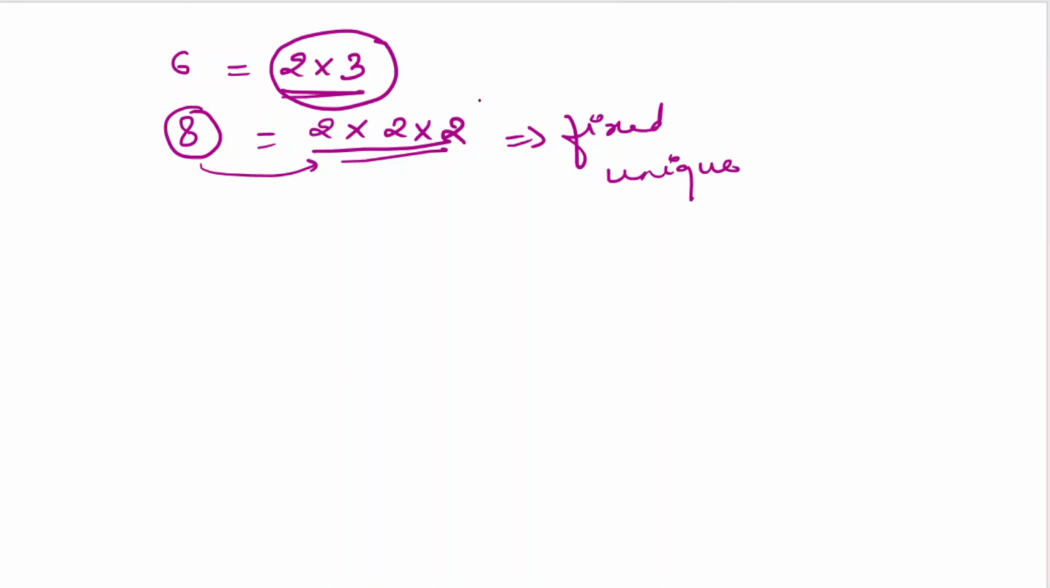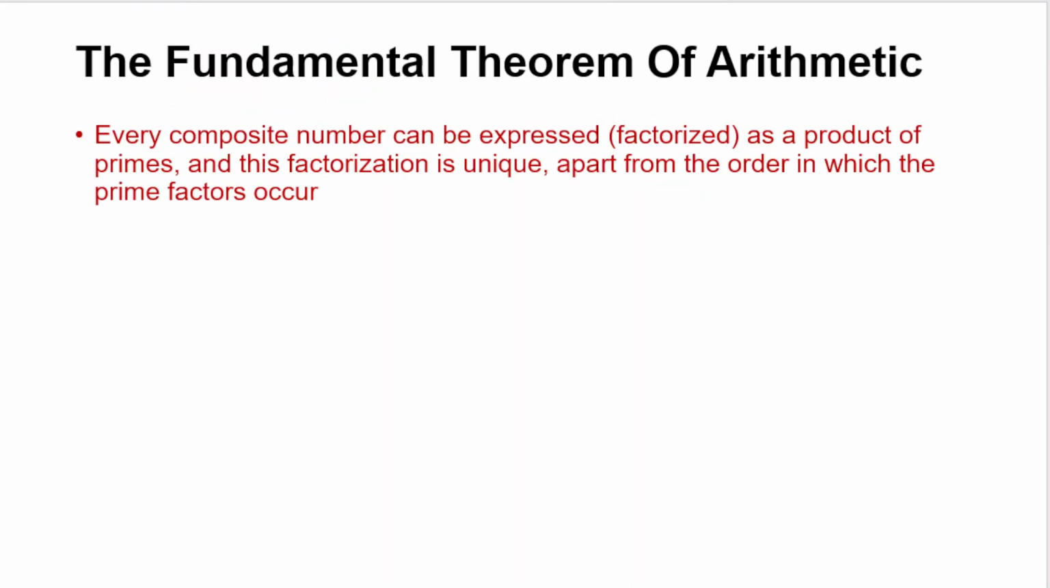For this combination, you always get this number, you can't get another number. So your fundamental theorem is saying that every composite number can be expressed or factorized as a product of primes. And this factorization is unique apart from the order in which prime factors occur.